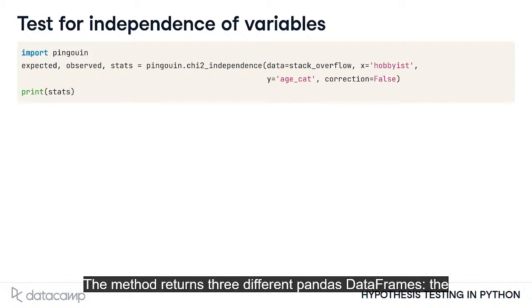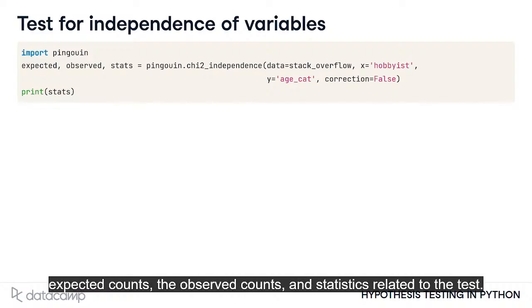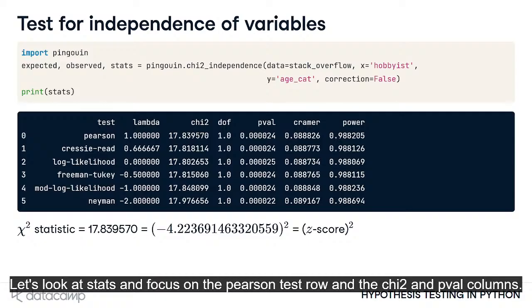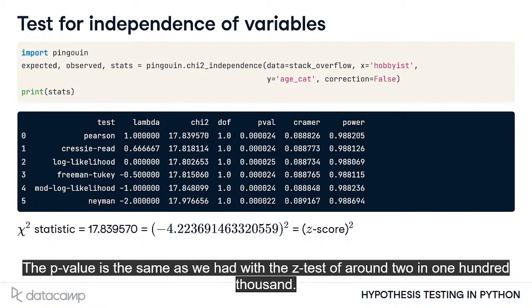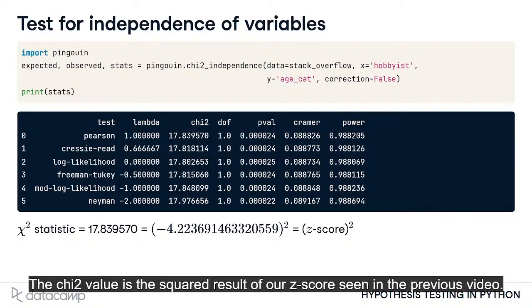The method returns 3 different pandas data frames: the expected counts, the observed counts, and statistics related to the test. Let's look at stats and focus on the Pearson test row and the chi-square and p-val columns. The p-value is the same as we had with the z-test, around 2 in 100,000. The chi-square value is the squared result of our z-score, seen in the previous video.